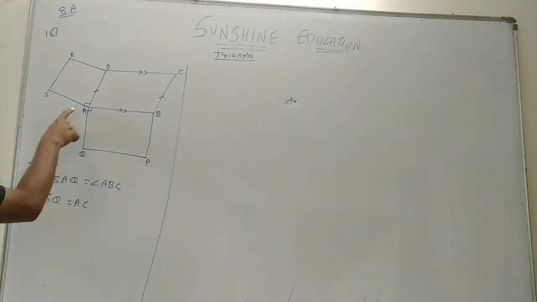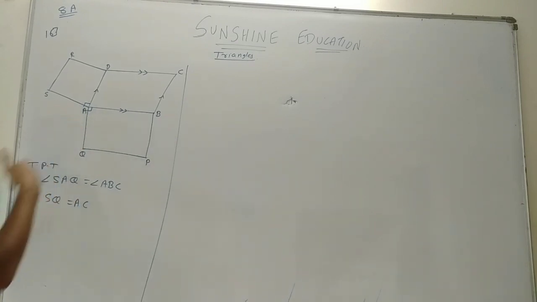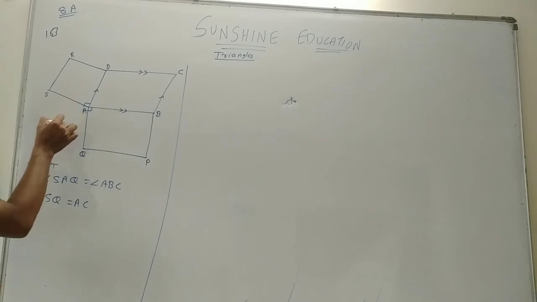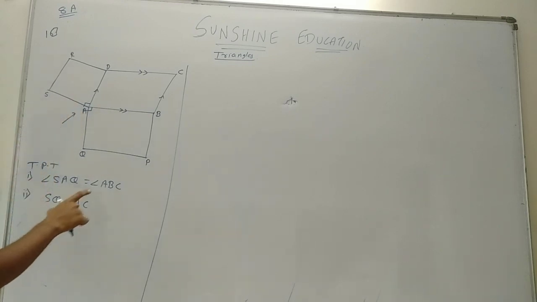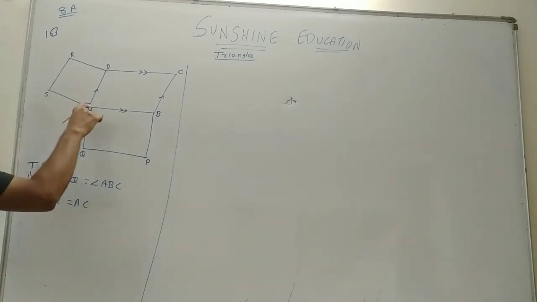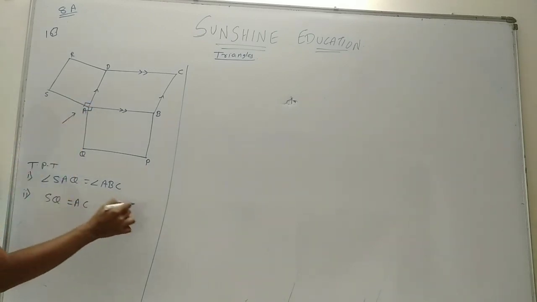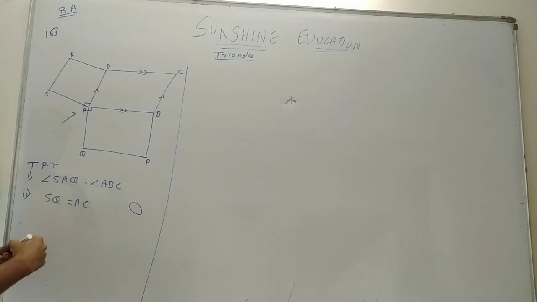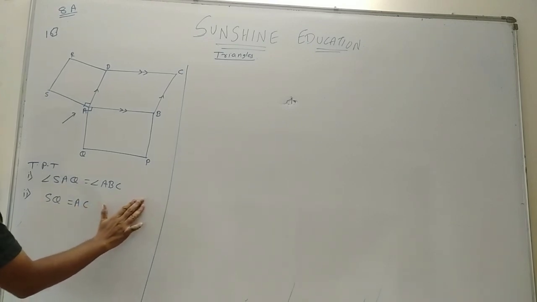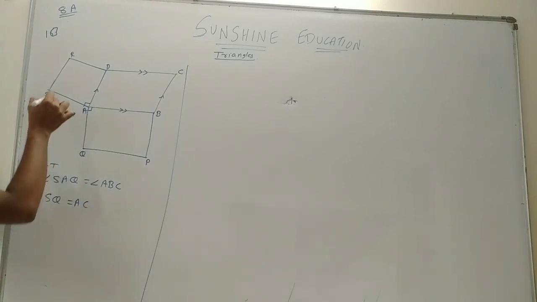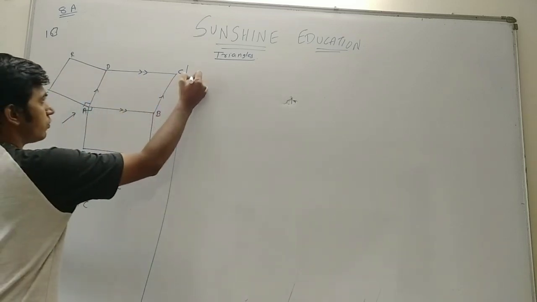Prove that angle SAQ, this angle, and angle ABC, this angle, are equal. We know that angles at a point, we know that a circle is there. Angle at a point is 360. A complete circle is 360. So just see, we'll start with the proof over here.